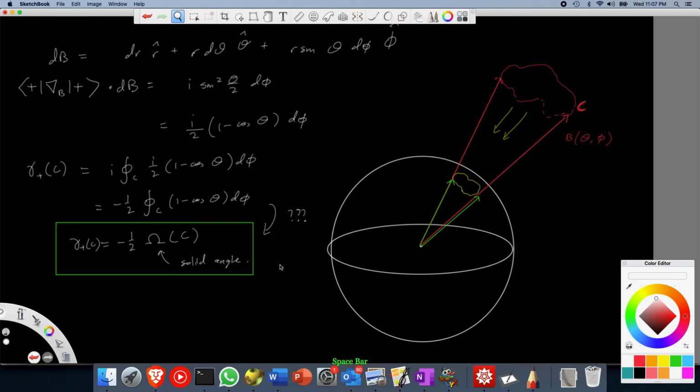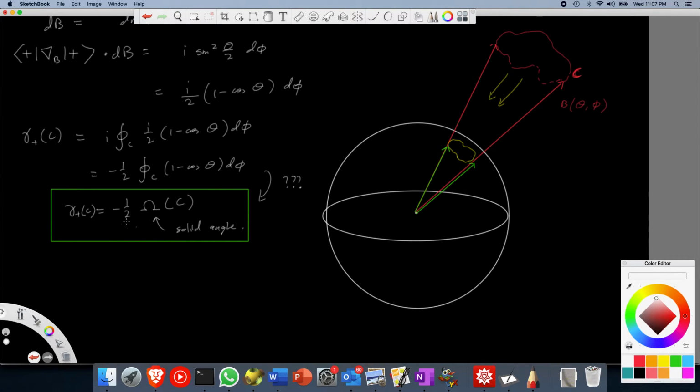So in essence, what we can tell about this is that the plus eigenstate's Berry phase is just minus half times the solid angle traced out by the magnetic field, or the plus eigenstate.